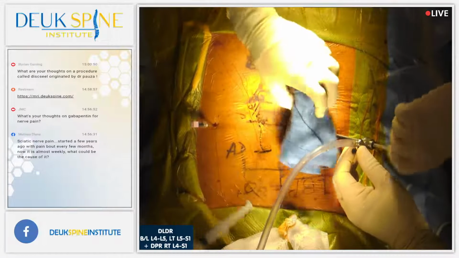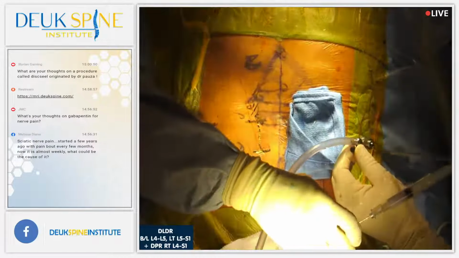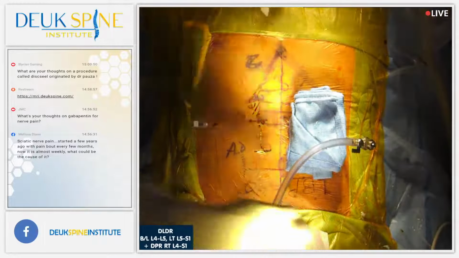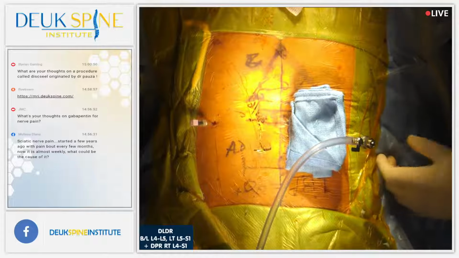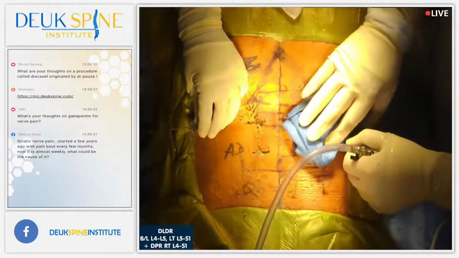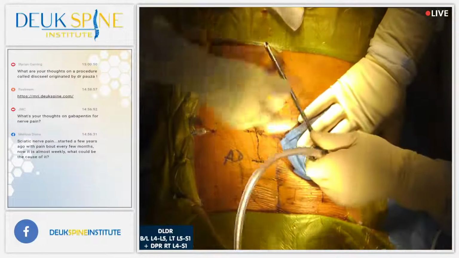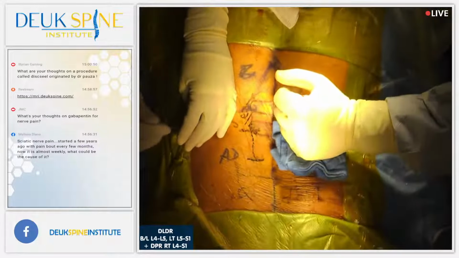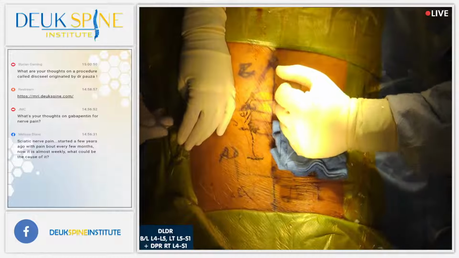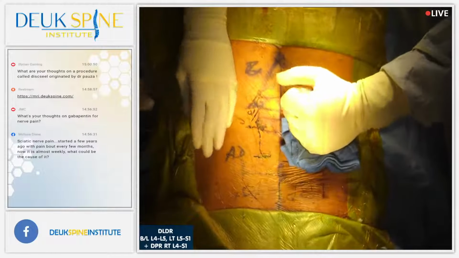Disc seal is a scam. My opinion, and I'm allowed to say this, it's my opinion, disc seal is a scam. We don't offer it to our patients because it doesn't work. Deuk Spine Institute is different. We don't do treatments that don't work. When we do a treatment, it works.